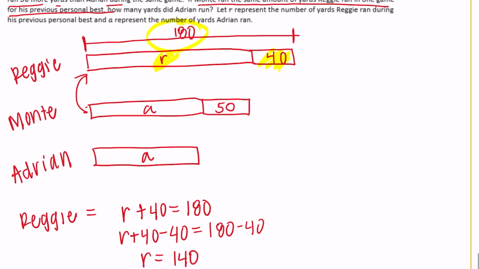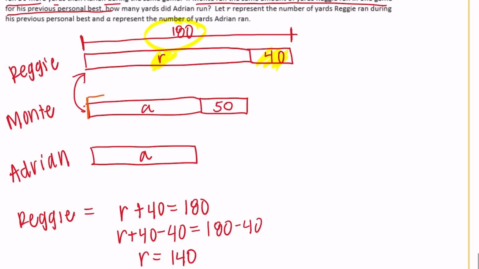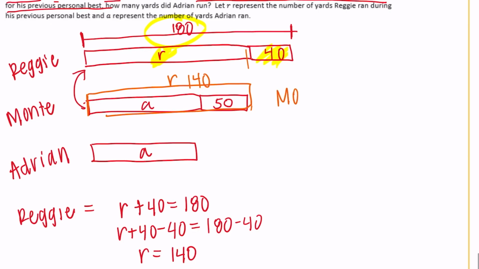So now we know that this piece, because this is also equal to R, it's the same size as here, so that means that Monte ran 140. So Monte is 140 yards. Now we just need to figure out Adrian.